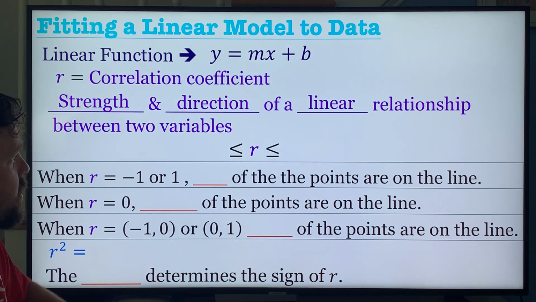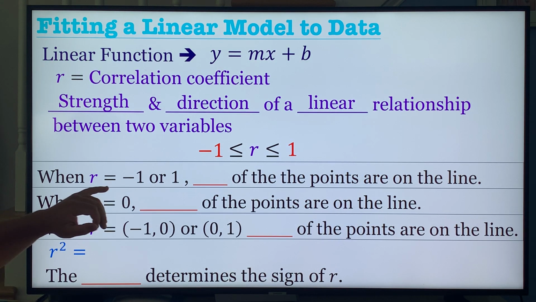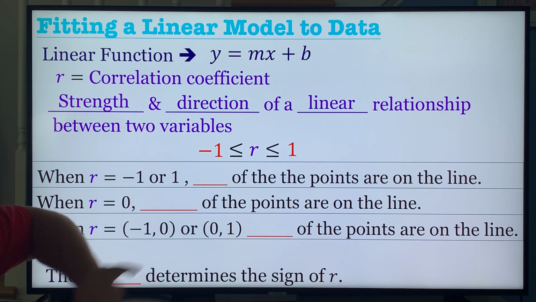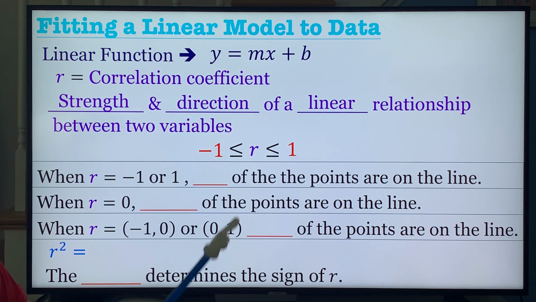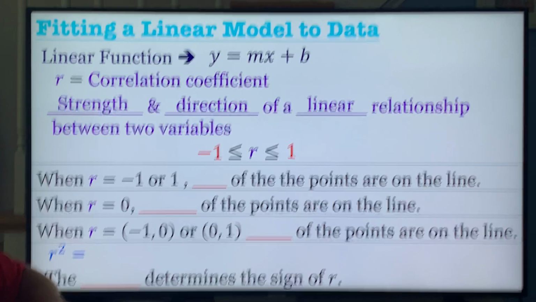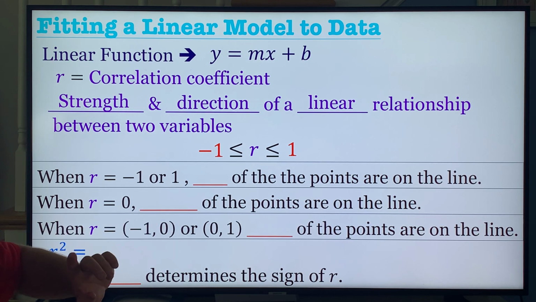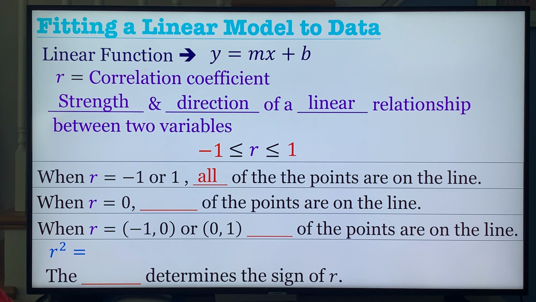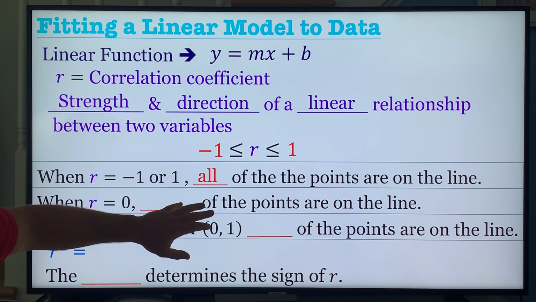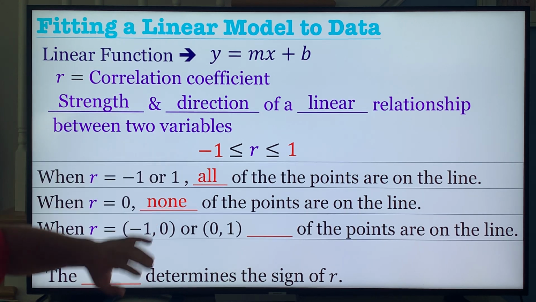So R has to be between two numbers. It has to be between -1 and +1. Now here's how this works. When it's -1 or +1, how many of the points do you think are actually on that line? It's almost like you draw a scatter plot, you draw a line through the scatter plot, and the R tells you, pretty much, the percent of points on the line. So if it's -1 or 1, just those two, blank of the points are on the line. You said all, you are correct. When R is 0, how many points do you think are on there? None. It's just a weird looking plot with points all over the place.